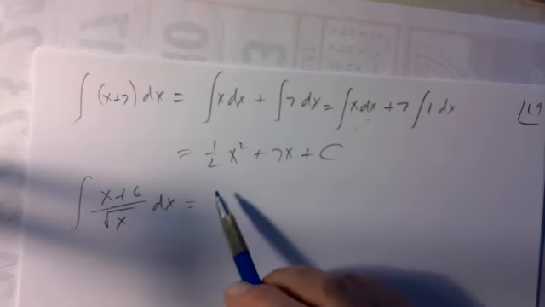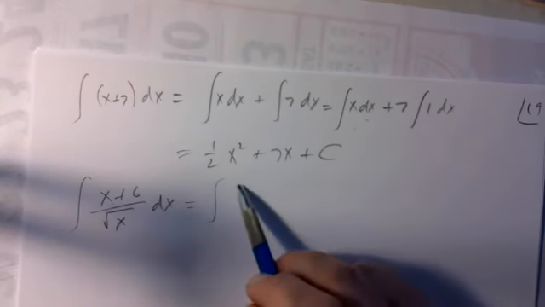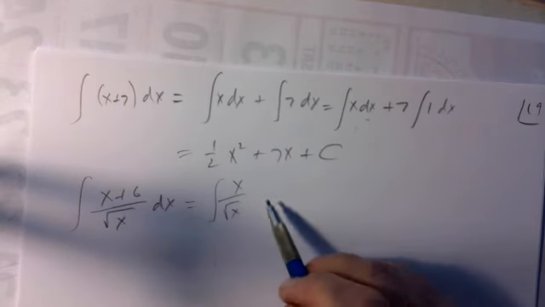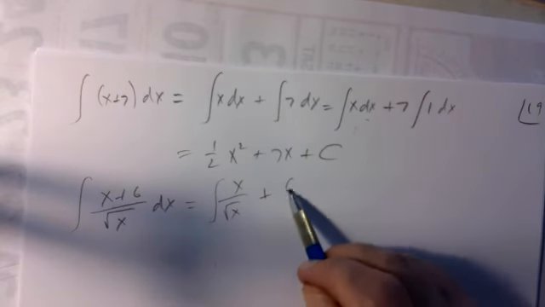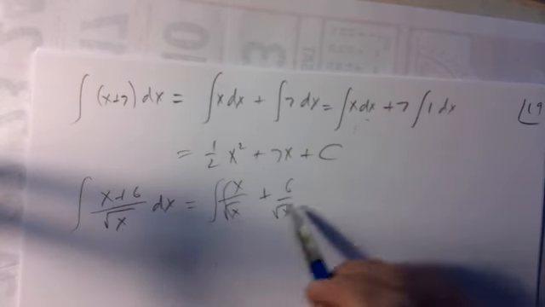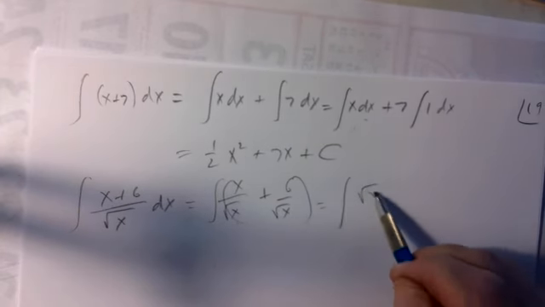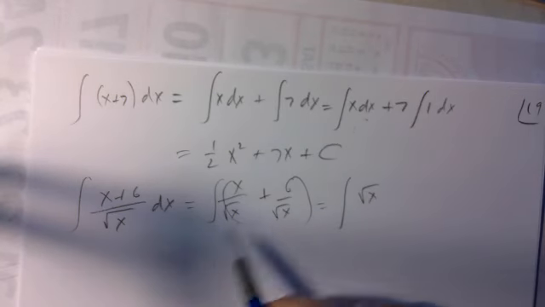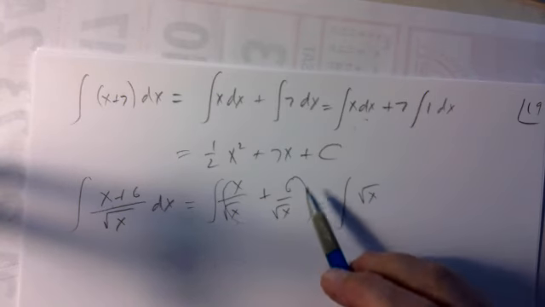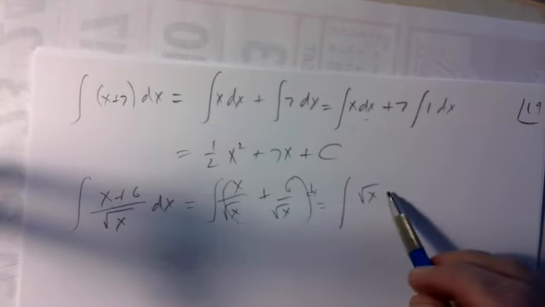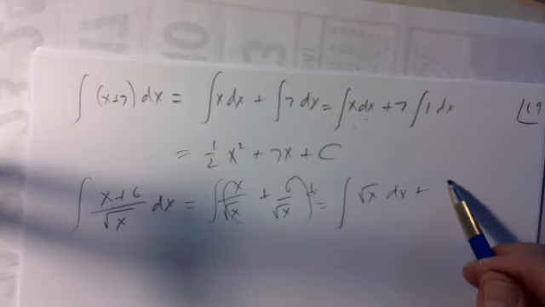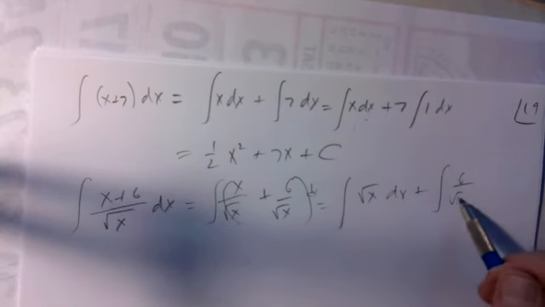Let me write this as a sum of two fractions. This is x over the square root of x plus 6 over the square root of x. And x over the square root of x is the square root of x. And I can write this as two integrals, in fact, plus the integral of 6 over the square root of x dx.